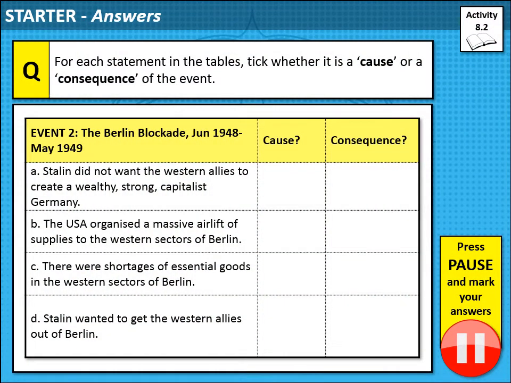Our next event was the Berlin blockade itself. We have a reason why Stalin blockaded Berlin. We have a result of the blockade. We have another result of the blockade, shortages in Berlin. And we have another reason why Stalin blockaded the city.